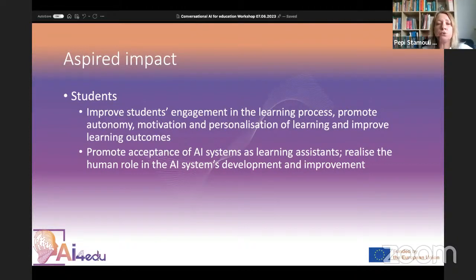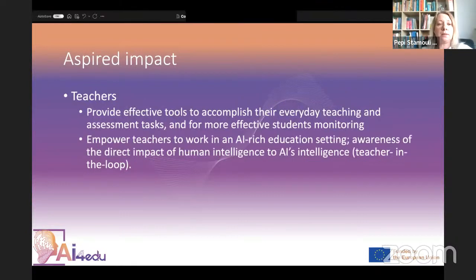As a long-term impact, to promote the acceptance of AI systems as learning assistants, and realize the human role in their development, use, and improvement. Regarding teachers, we hope to provide them with effective tools to accomplish their everyday teaching and assessment duties, and for more effective student monitoring, and in the long term, to empower them to work in AI-rich educational settings in the future, and also to raise their awareness of the direct impact of human intelligence, of teachers' intelligence, on the AI's intelligence.